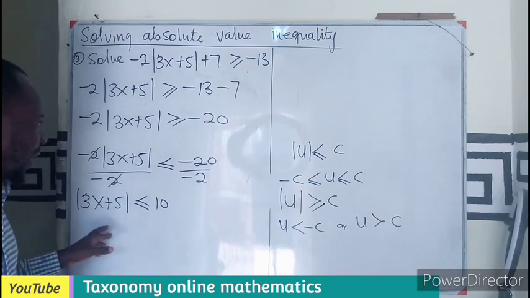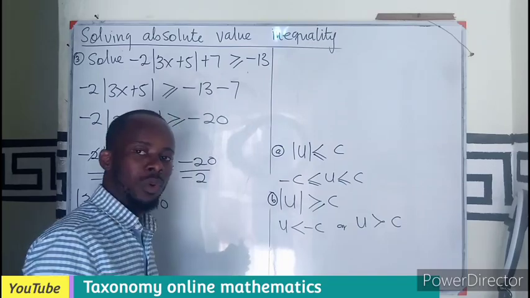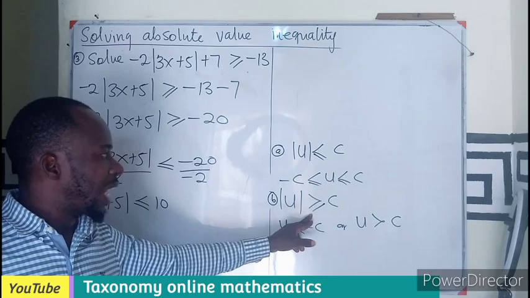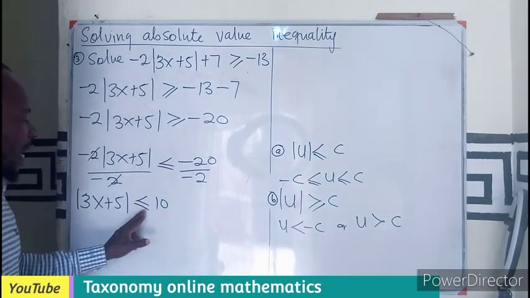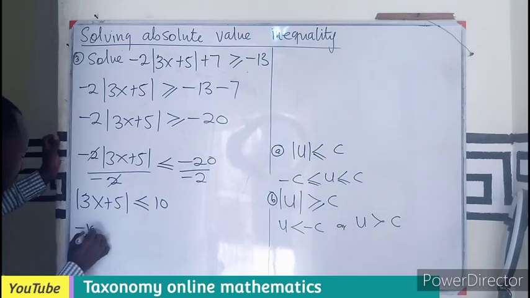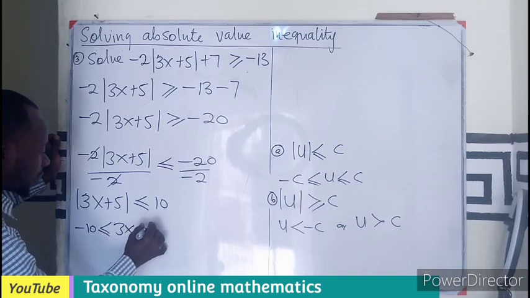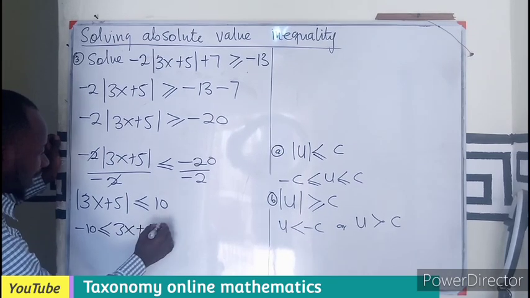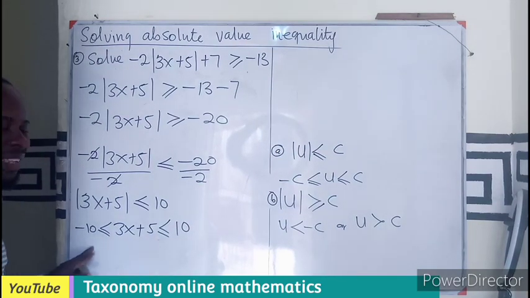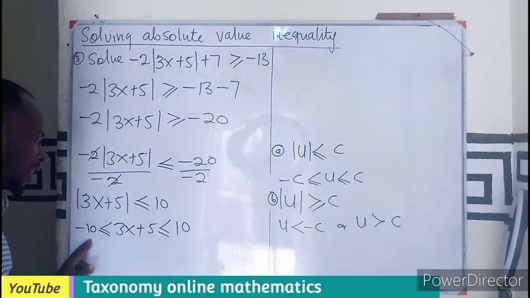So now, can we tell which of the approaches or conditions we are going to follow? Are we going to follow the first condition, as in less than or equal to, or greater than or equal to? I believe it is less than. So we follow this approach. The negative of the constant will be -10 less than or equal to u, which is 3x plus 5, then less than or equal to the positive 10, where this can be solved as a compound inequality, subtracting 5 from all three sides.